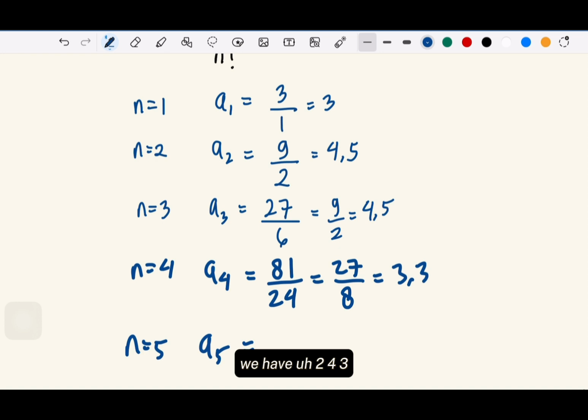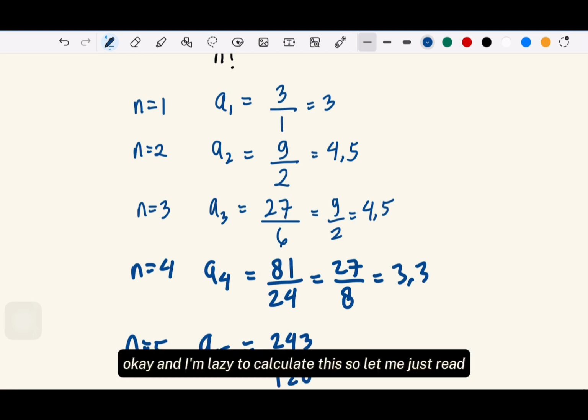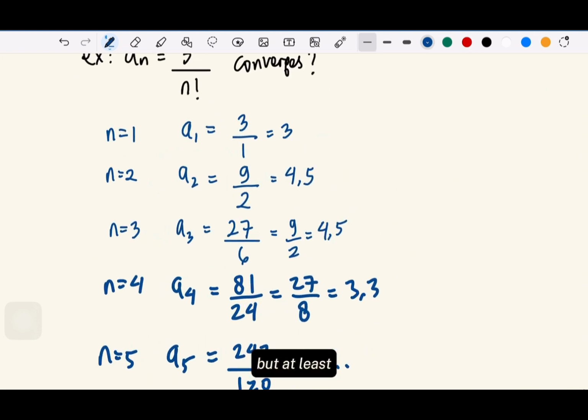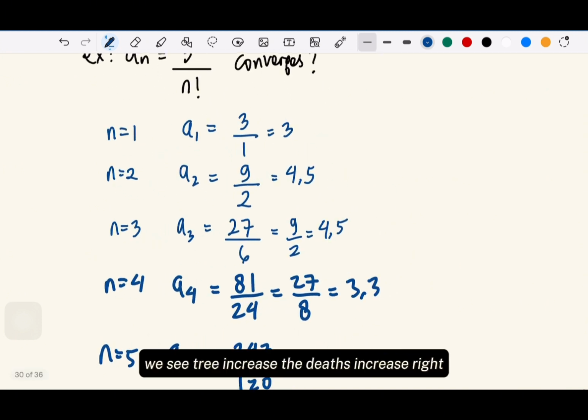We have 3 to the power 5, and then 5 factorial, which is 120. I'm lazy to calculate this, so let me just write that. But at least we see it increase, but then it seems to decrease, right? So sometimes this might happen. There is something happening between these two numbers here.